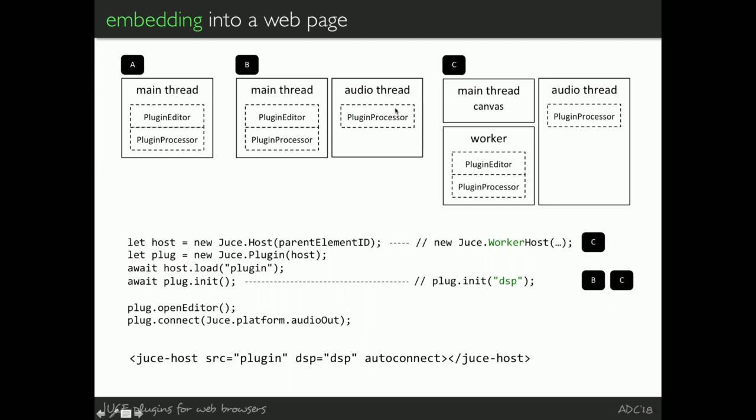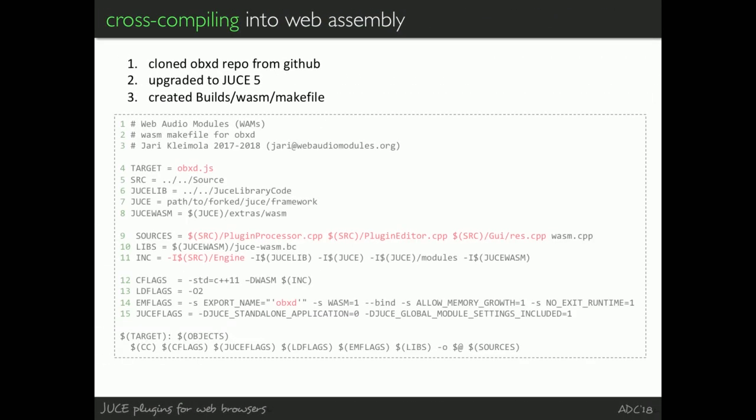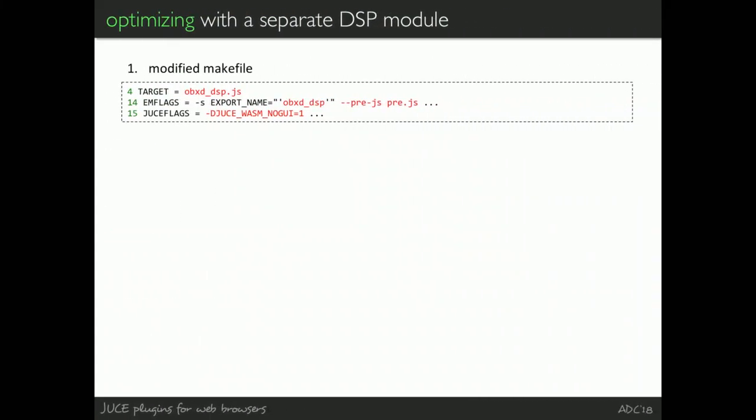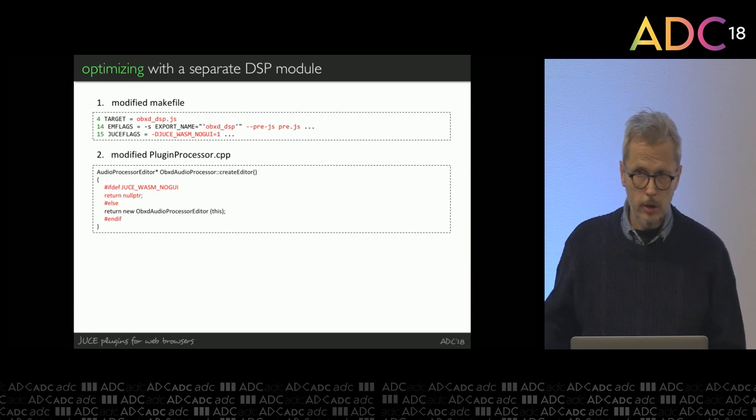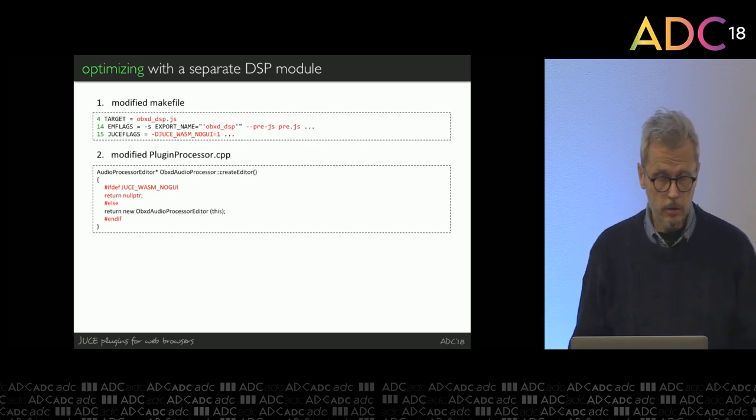For this one, to separate the plugin processor part, I had to create another makefile. Here I just defined a different target name and different export name, a couple of lines of boilerplate code to help for installing things, and then defining here that we don't want to use the user interface in this case at all. Then here I had to touch the OBXD code base.